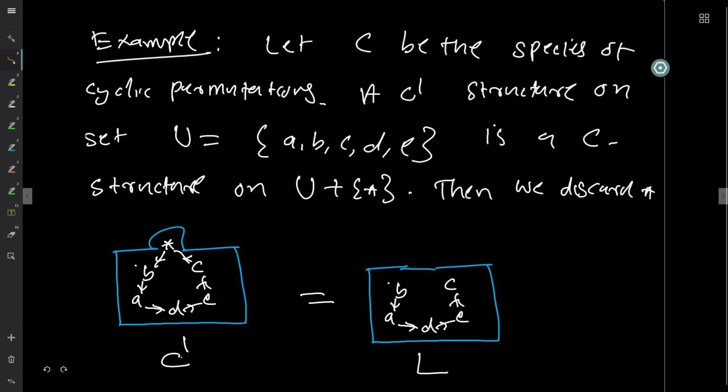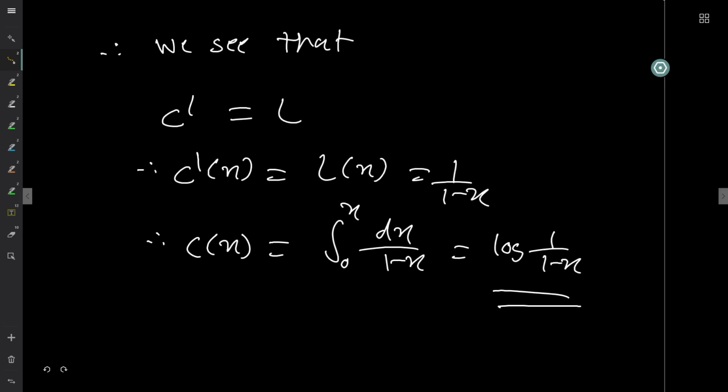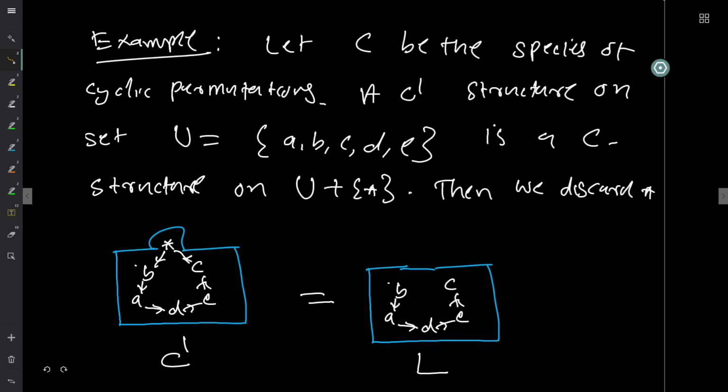So the derivative C dash is the species L of linear orders. From this we can see that C prime of x is equal to L of x, which is 1 by 1 minus x, and therefore C of x must be the integral from 0 to x of dx by 1 minus x, which is log of 1 by 1 minus x. Again, we obtained the same result that we proved earlier using another method, using the derivative.